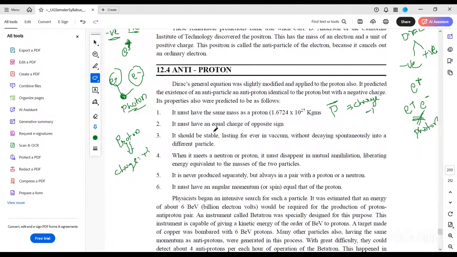And we have a few properties. What is the first one? The mass is the same as the proton, the same mass as the proton's mass. Again, what is the charge? We have a charge of -1. Next, this is stable and it lasts long in a vacuum. So, this is a stable particle.